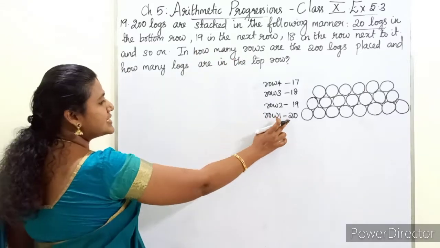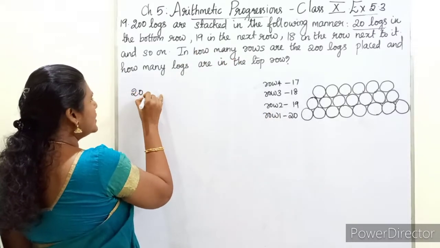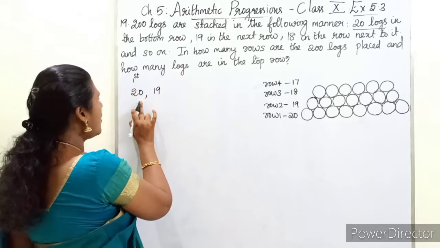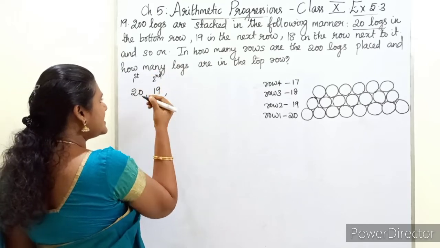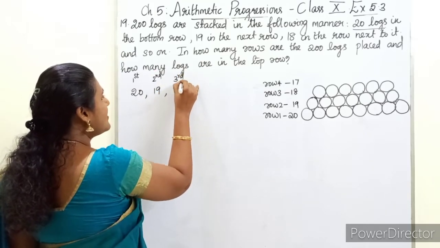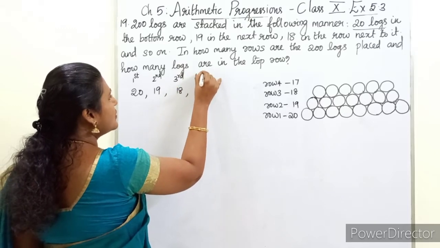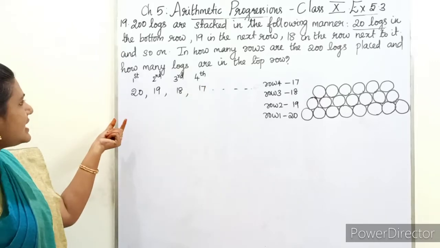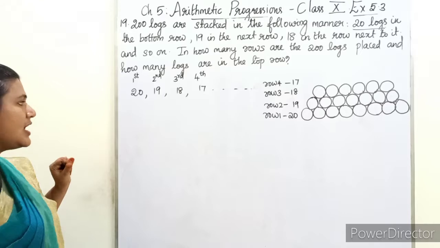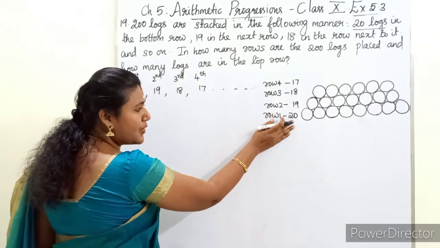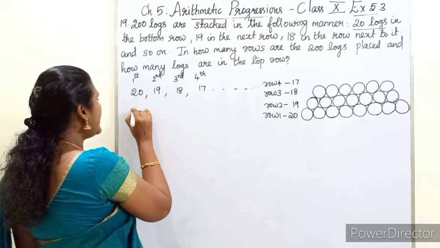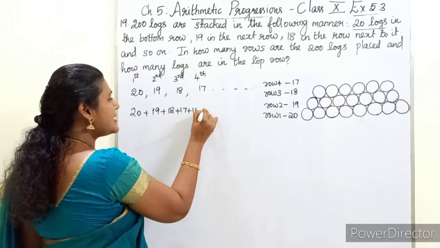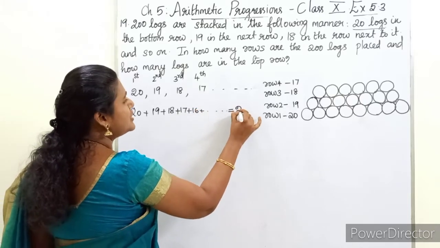Okay, so here in the first row, how many logs are there? 20. In the second row we have 19. So this is the first row. First row there are 20 logs, and in the second row we have 19 logs, and in third row we have 18 logs, fourth row we have 17, etc. So it is going in this way. Now you see here, what is this 200 actually? If you add all these numbers, number of logs in row 1, that is 20 plus 19 plus 18 plus 17 plus 16 plus etc., this number is actually 200.